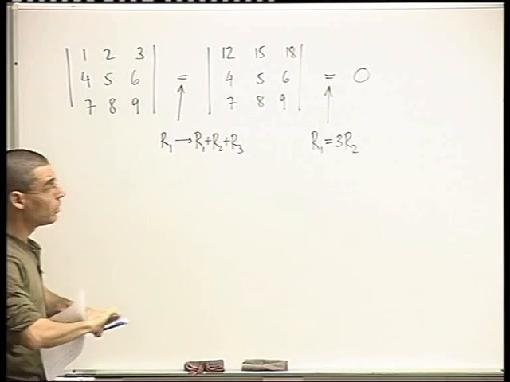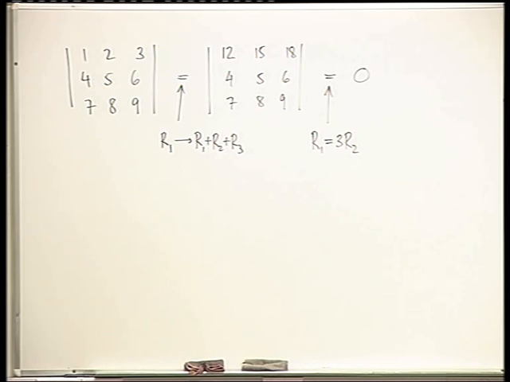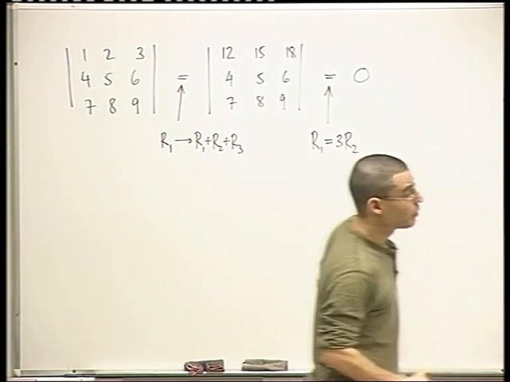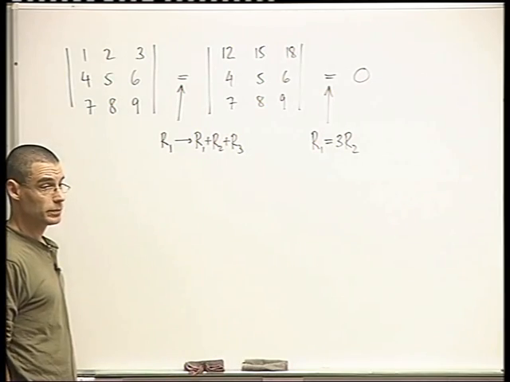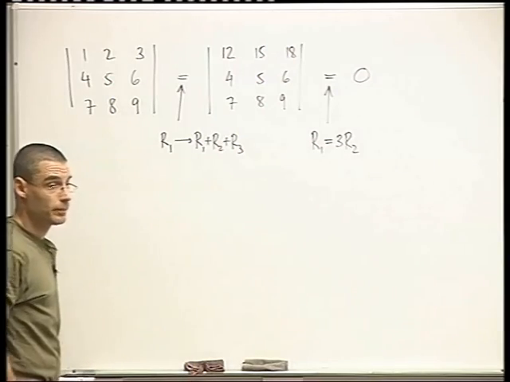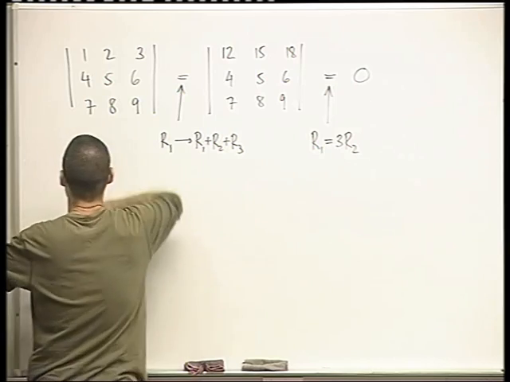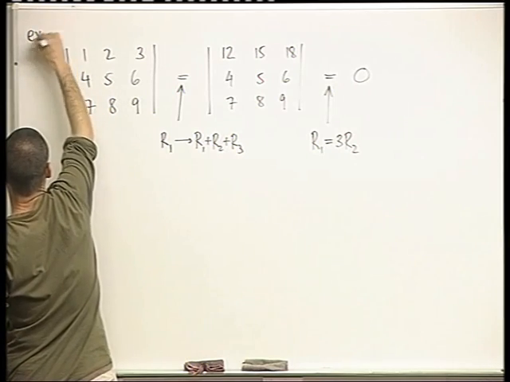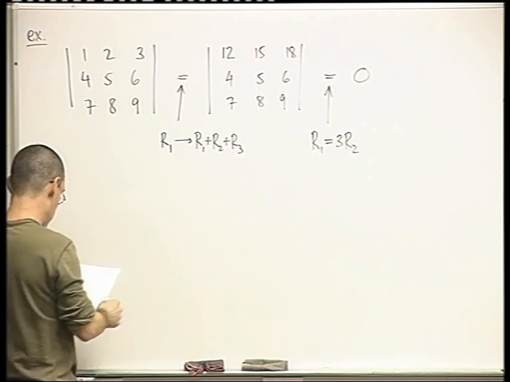That was property 6. If one row is a multiple of another row, then the determinant is 0. Because we can pull the 3 out and we have 2 equal rows. Good? So this is just an example of this property. I want to show you another example.